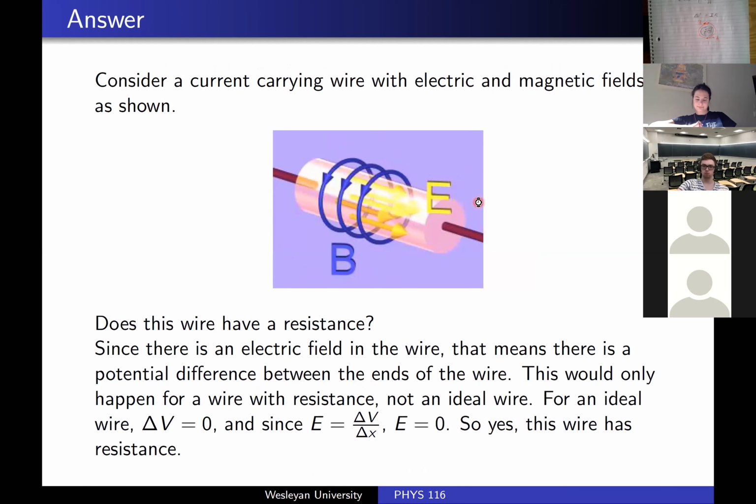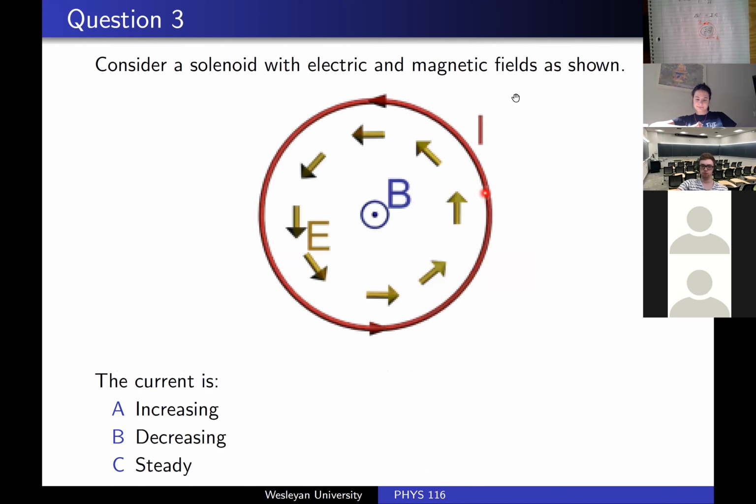Let's look at another example. Supposing we have a solenoid and it's not in a steady state, right? So the current is either increasing or decreasing, right? And so we know that if there's a changing B field, there's going to be an E field. So I've given you the direction of the current, of the B field, and of the E field. And I'm asking, is this current in the process of increasing or is it in the process of decreasing?